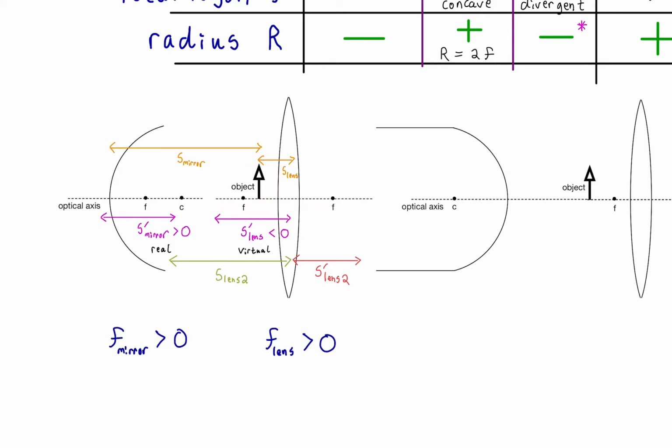The mirror is going to form an image of that object somewhere right around here. So this is the image formed by the mirror. This is defined as a positive image because it's on the same side as the focal length of the object, and that's the rule for mirrors.